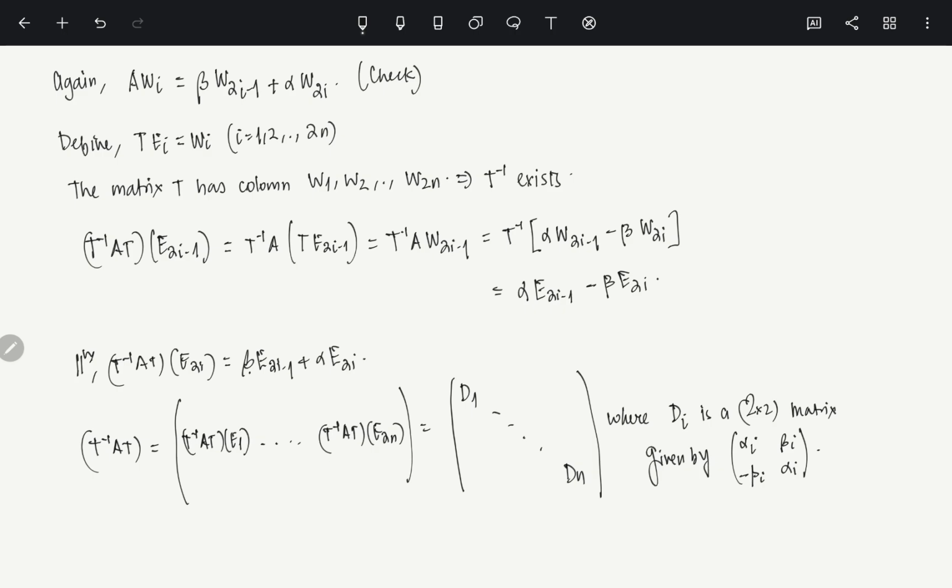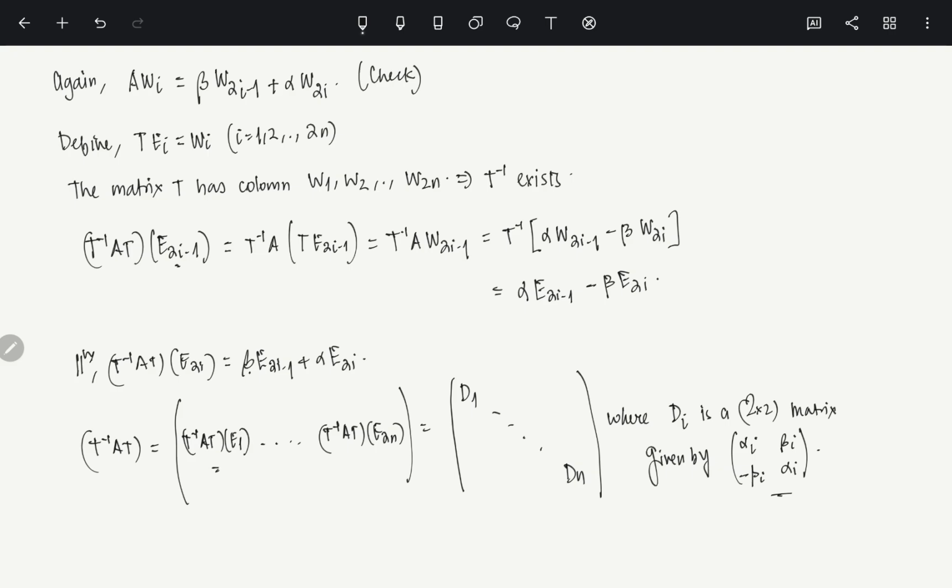If you write it down, T inverse AT of E1 is alpha E1 minus beta E2. You put everything together and this is what you get. Now T inverse AT times E2, you calculate similarly. So you put i equals 1, i equals 2, and you get a matrix which looks like this.